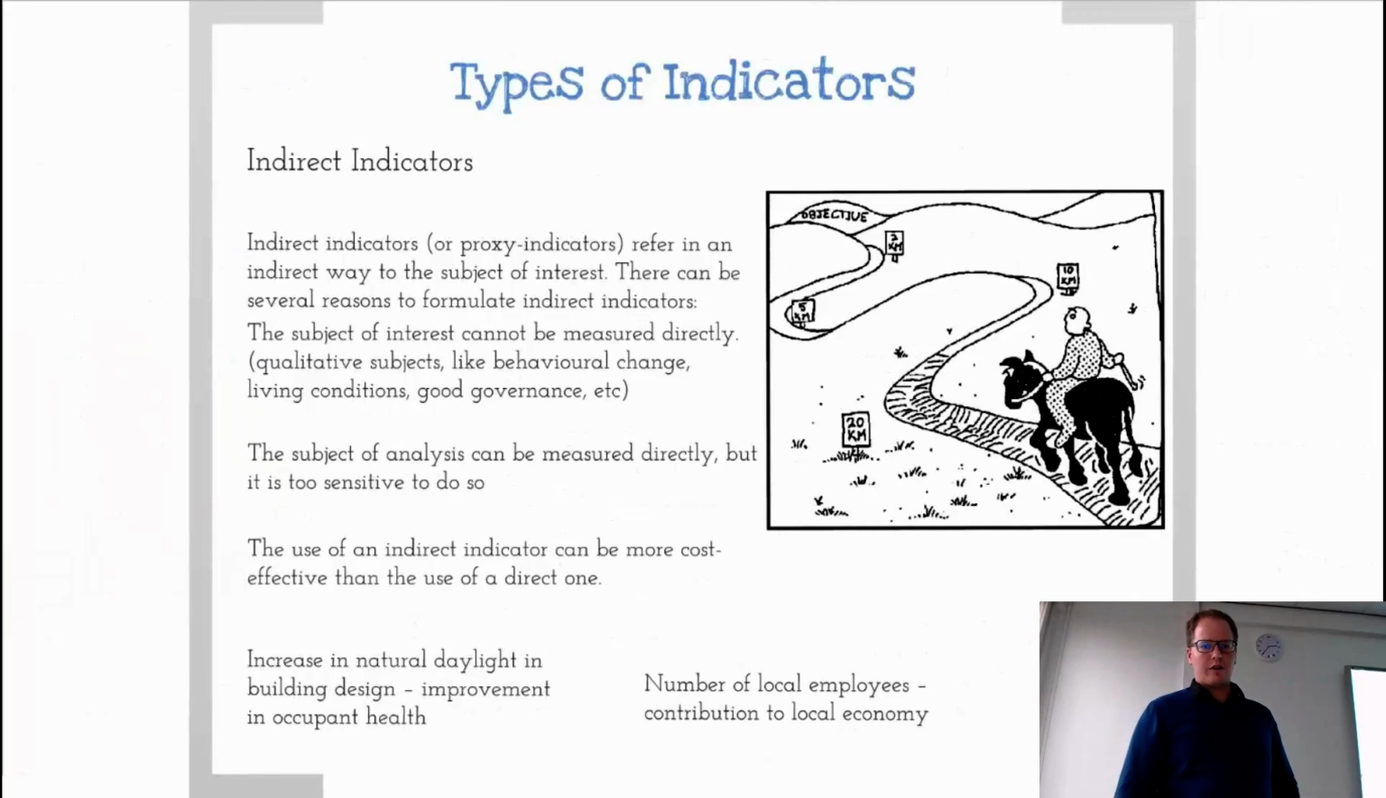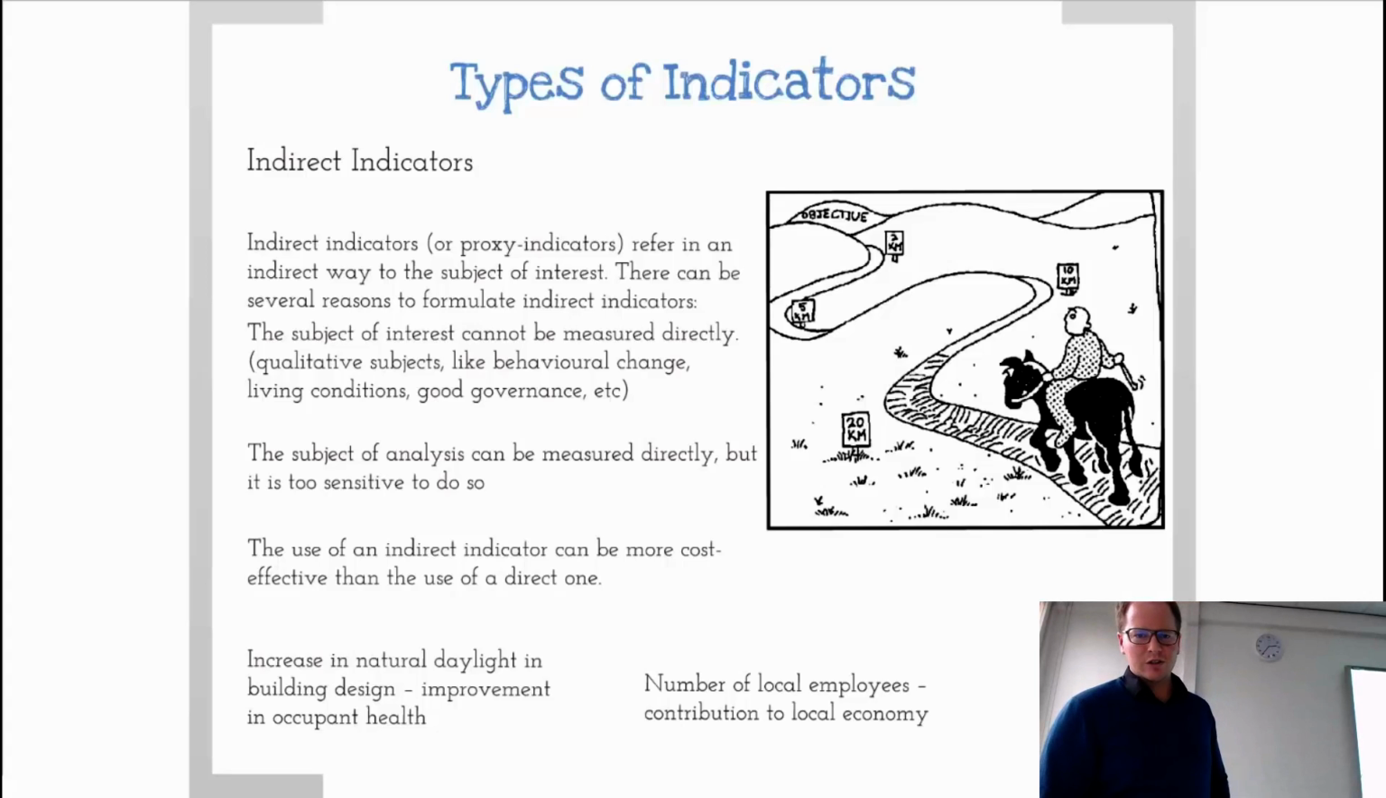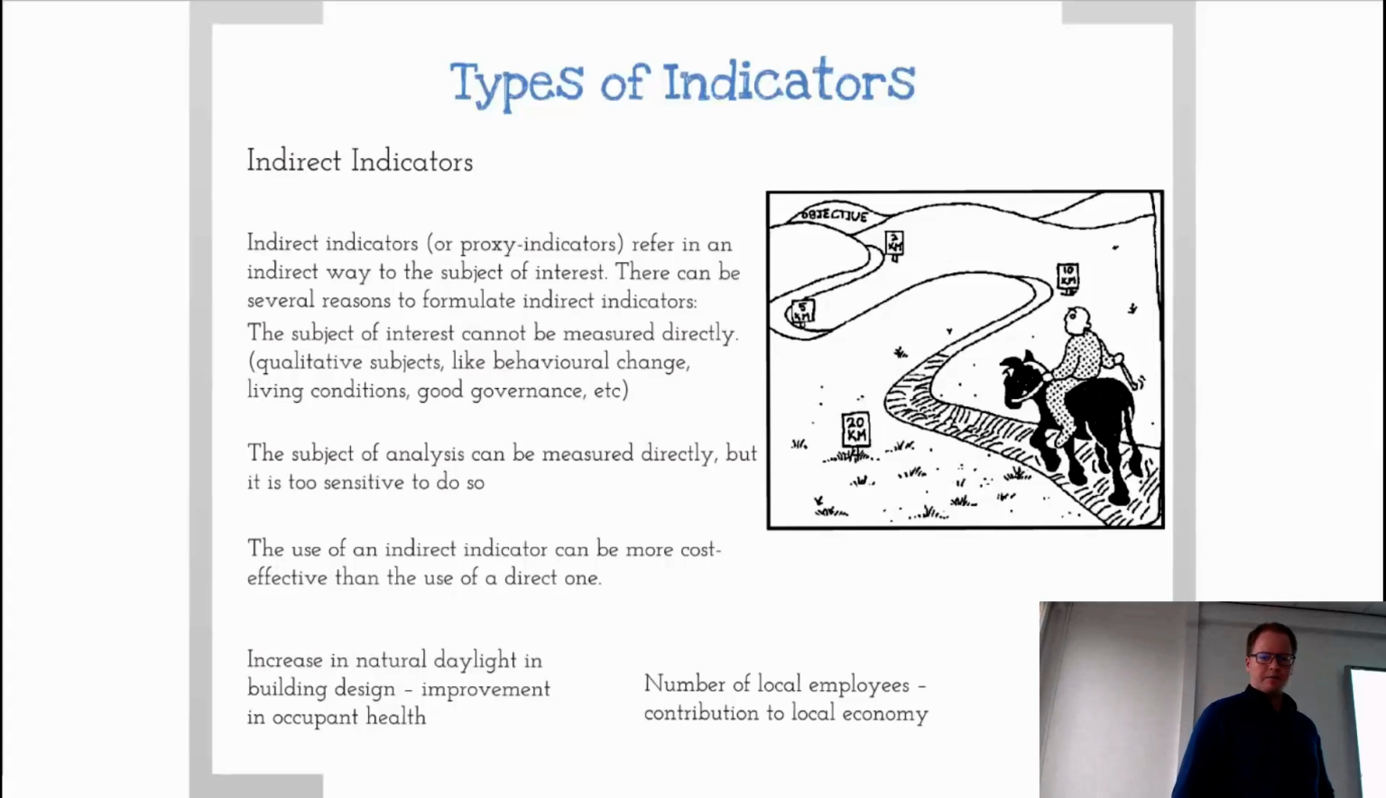So here you have proxy indicators, is often what they are called. It refers in an indirect way to the subject of interest. There can be several reasons to formulate indirect indicators. The subject of interest cannot be measured directly. So qualitative subjects like behavior change, living conditions, good governance, maybe perspectives or reaction to understand something. So this is a typical one.